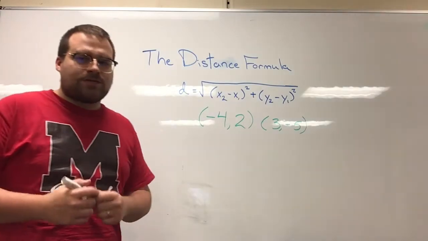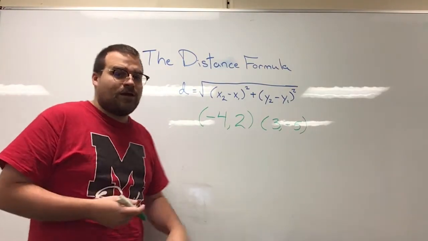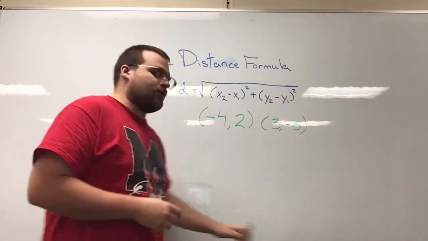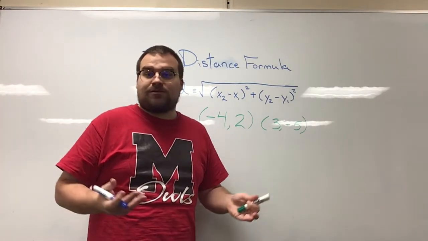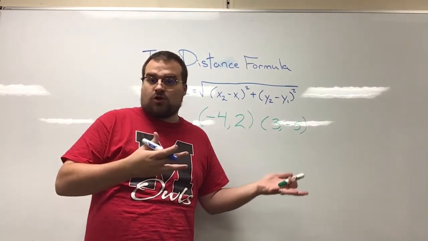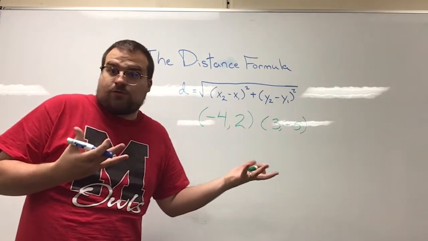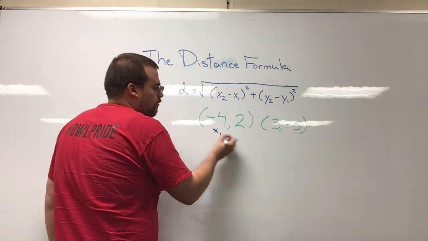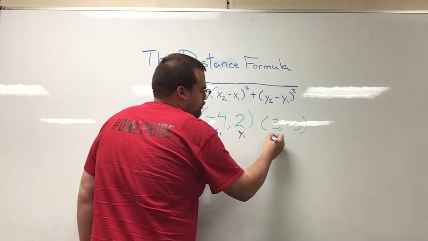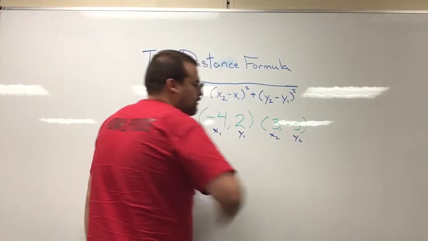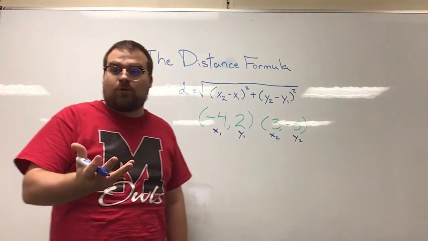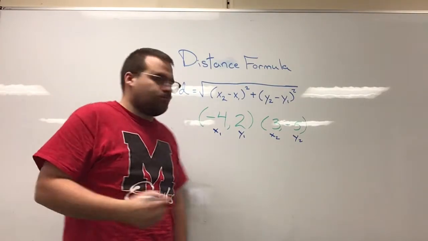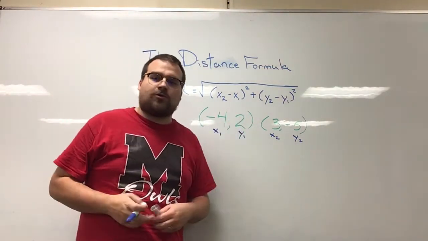Well, you may have heard me say this before, but I'm going to say it again. Anytime we have coordinates that we're using for anything, midpoint formula, slope, distance formula, whatever it might be, let's label them: x1, y1, x2, y2. Now we know what x1, y1, x2, and y2 are. They just correspond with my coordinates.